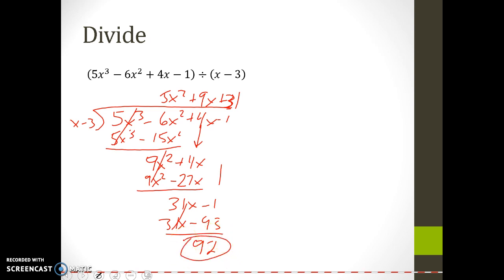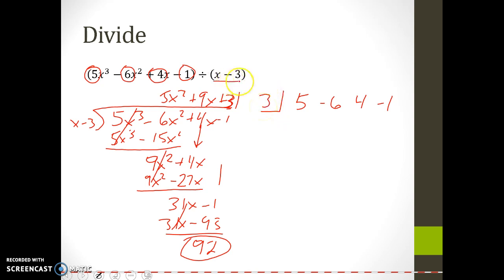So this is a different way of doing that I want to show you and that we're going to learn today using a process called synthetic division. And it's going to look something like this. I have my first coefficient, which is 5. My next coefficient of x squared is negative 6. And then I have a positive 4 and a negative 1. These are all of my coefficients that I have in the term that I'm dividing. But then I'm going to put here in this little box a positive 3.